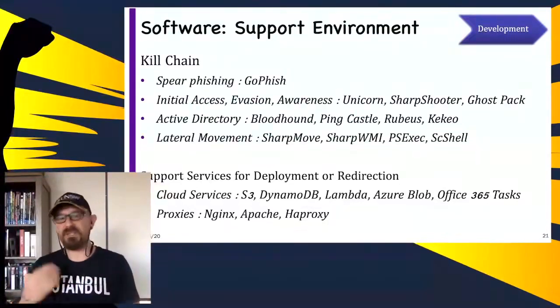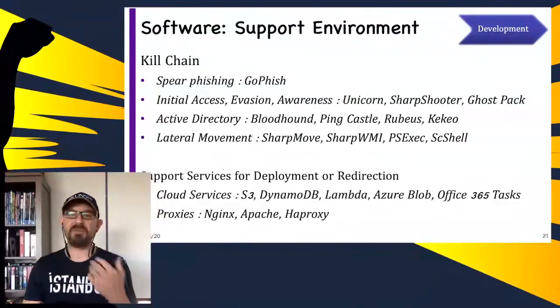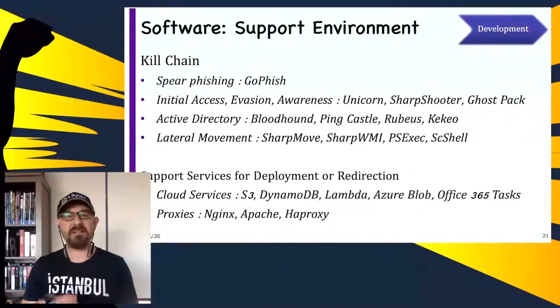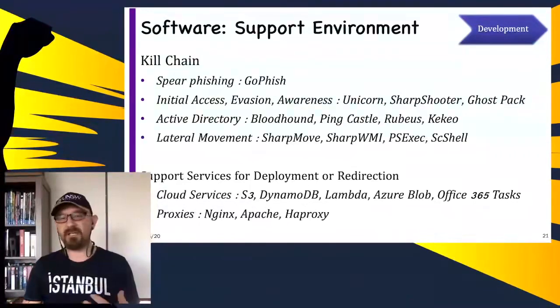Initial access, privilege escalation, evasion, and awareness also need additional tools. Some of those are slightly old, but they are still useful. Unicorn, SharpShooter, or GhostPack can be used for this kind of activity. AD is another one. Active Directory tools would also be necessary for certain exercise types.